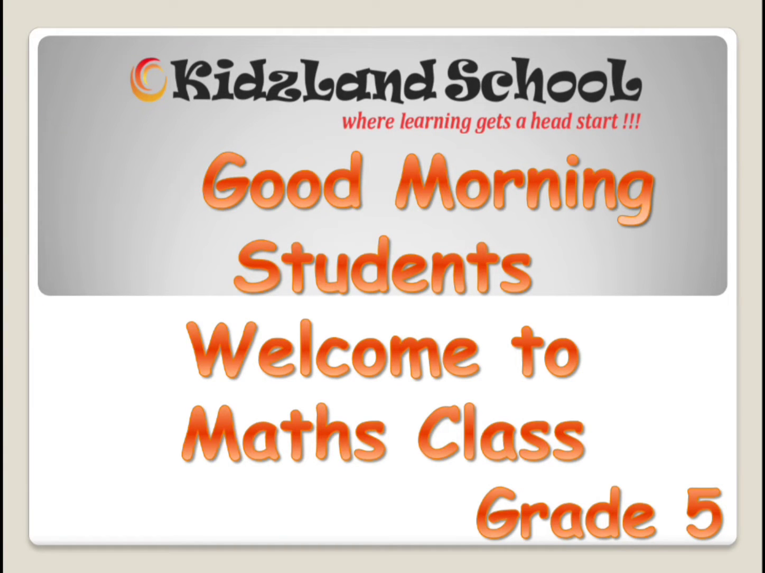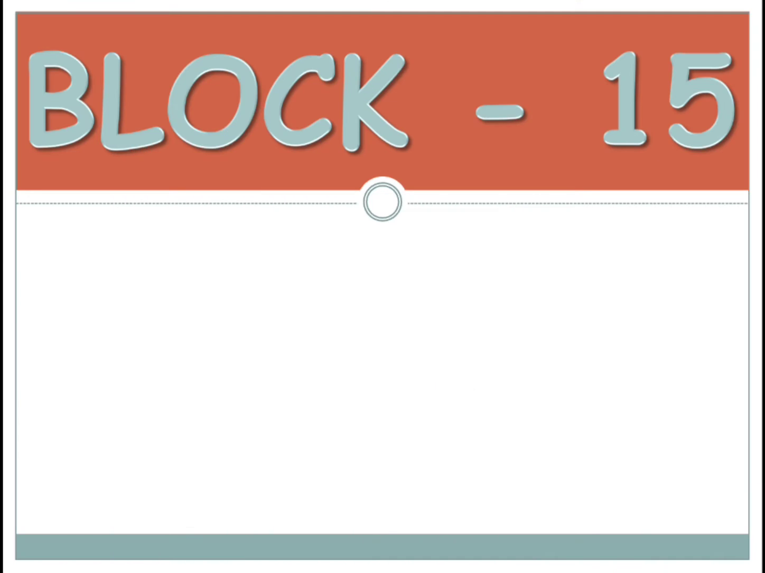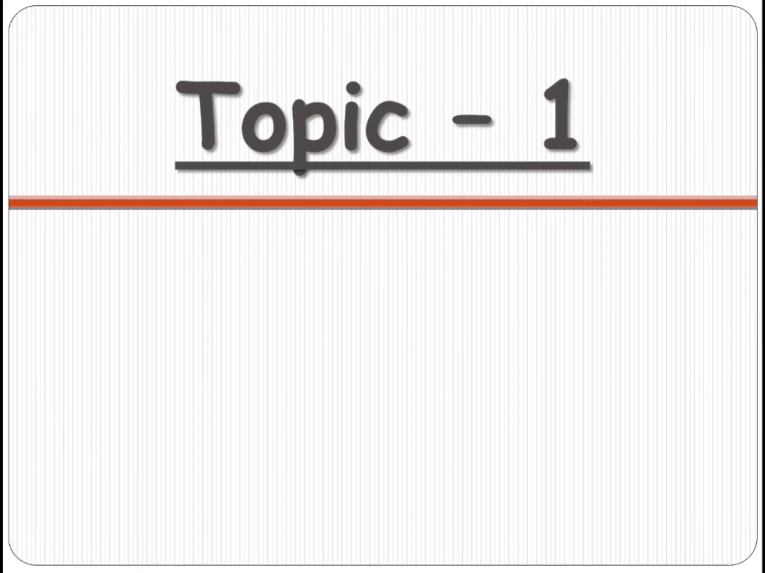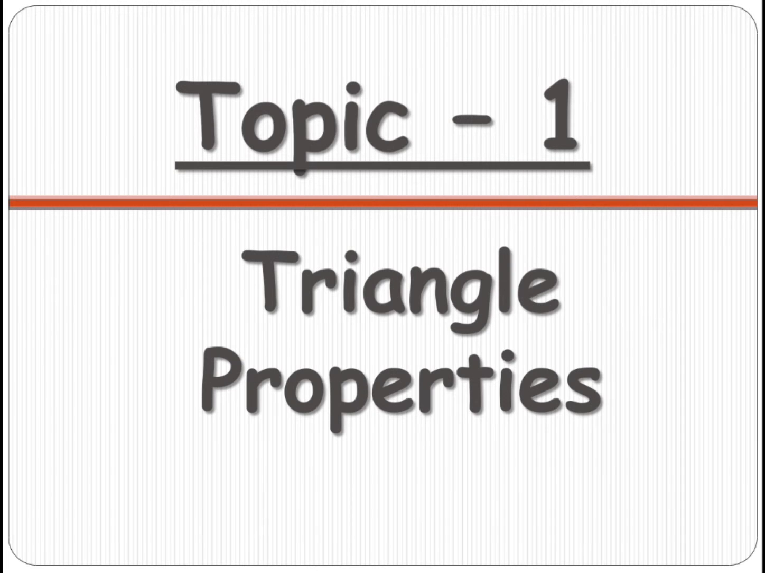So, in maths, we have completed 14 blocks, isn't it, children? Today we will start with the 15th block, which is shape properties. We are going to learn the properties of different shapes, like circle, triangle, quadrilaterals. In quadrilaterals, you have rectangle, square, trapezium, parallelogram. Our first topic is triangle properties.